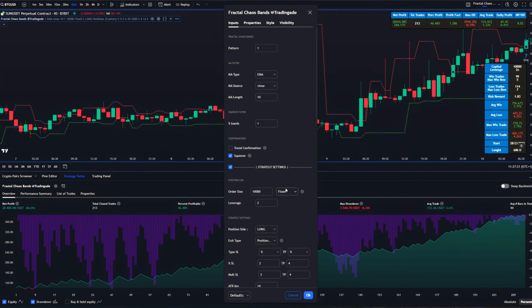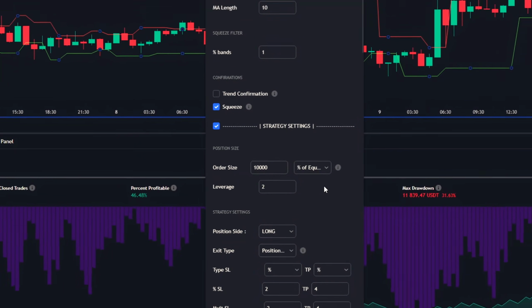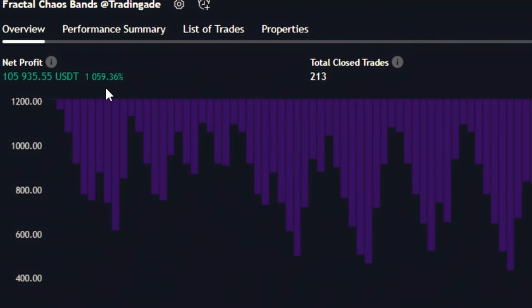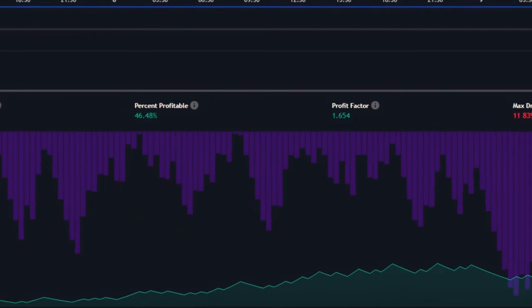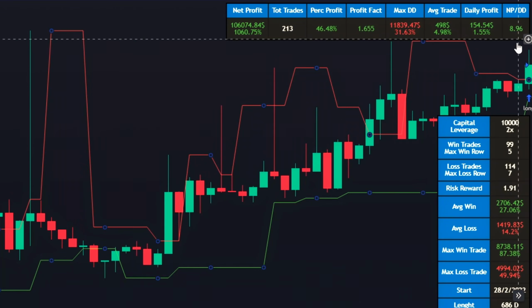But then things start to change if we change here to percentage of equity, which basically means we will compound our profit. As you can see, guys, we have a net profit of 1059%, which is something spectacular, guys. Profit factor 1.65, max drawdown 31%, of course, higher reward but higher risk, 0.67%. But as you can see, the net profit / drawdown is increased again from 8 to 80.96, which is really huge. So we can see this parameter as the risk reward of this overall backtest.